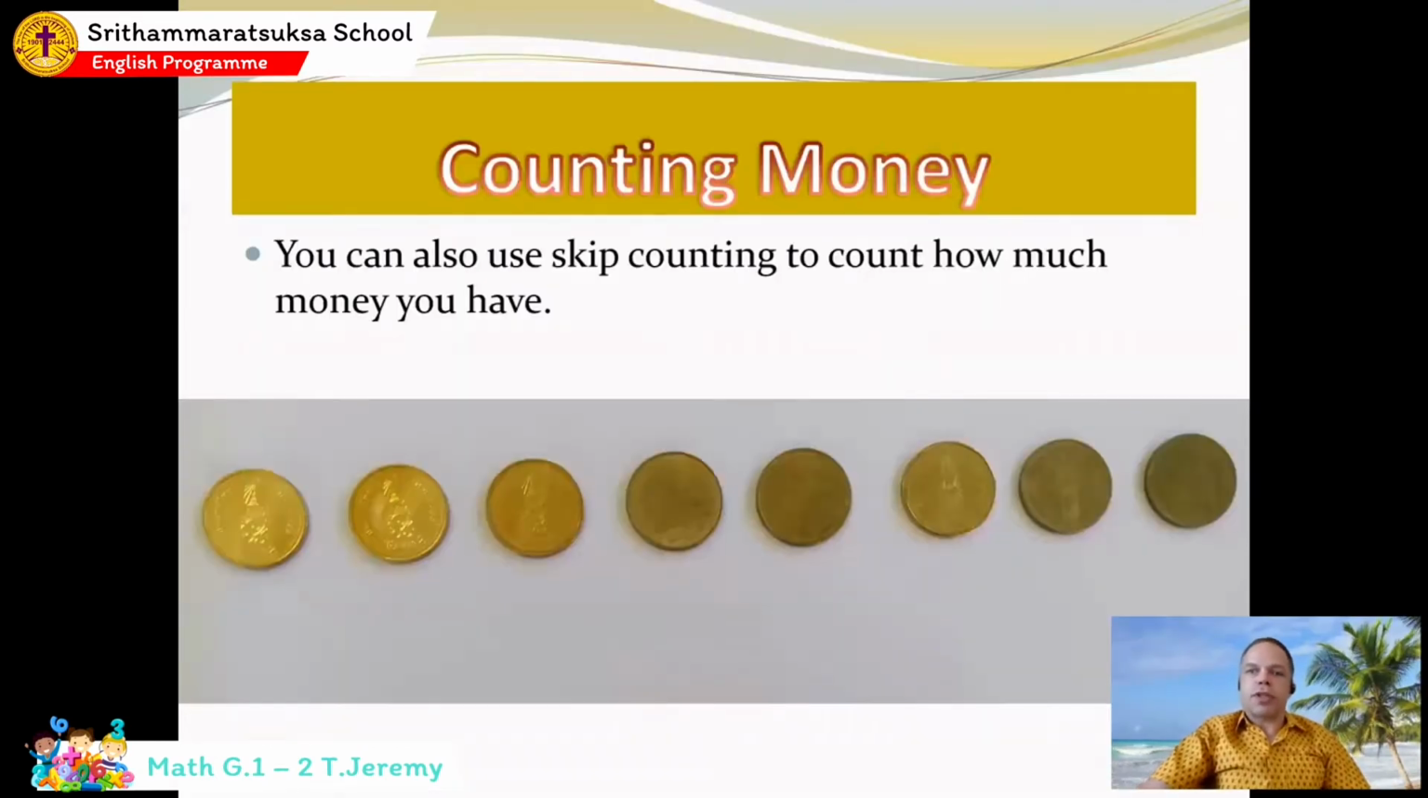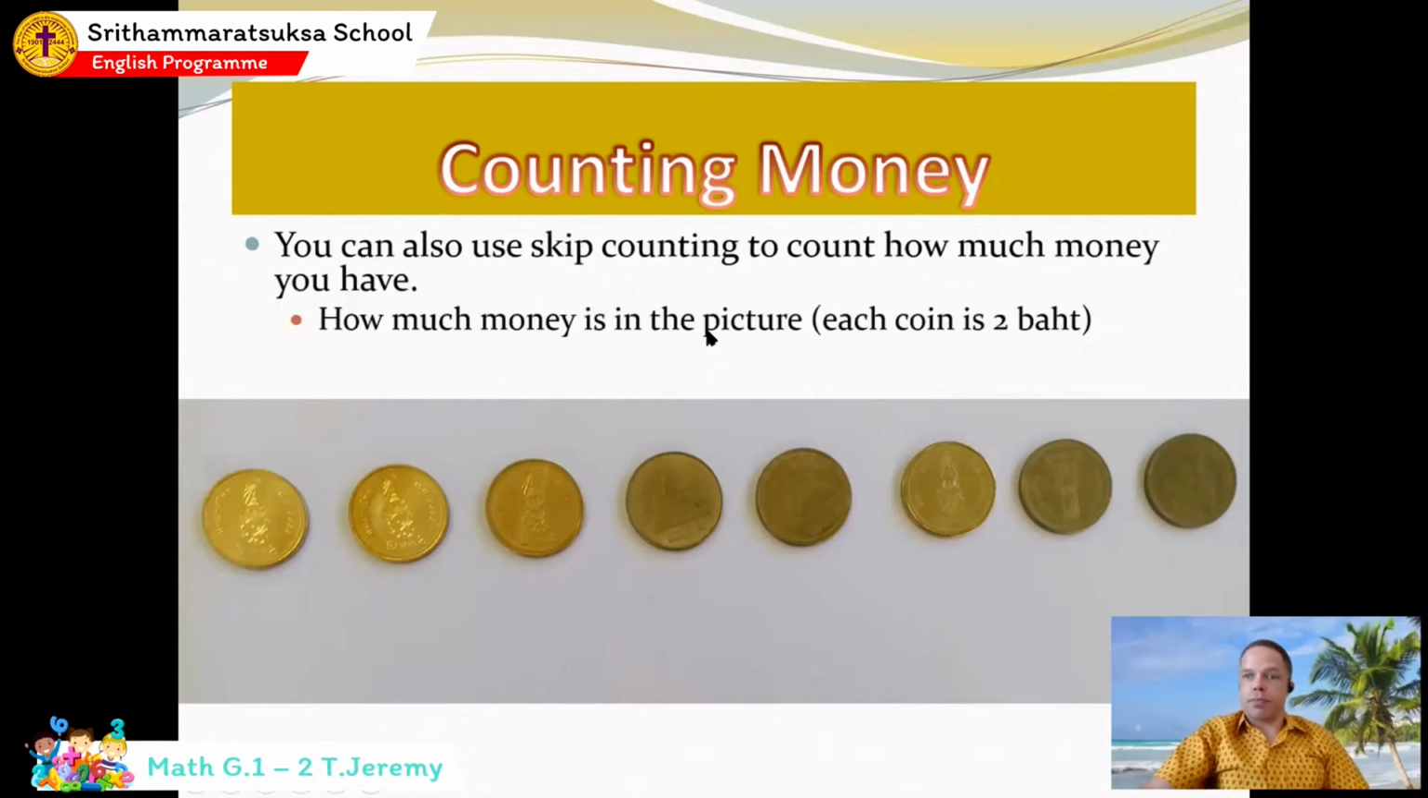You can also use skip counting to count how much money you have. Now, I have 1, 2, 3, 4, 5, 6, 7, 8 coins here. But each of the coins is worth 2 baht. These are not 1 baht coins. So if I want to know how much money I have, I could add them all up. I could say 2 plus 2 plus 2 plus 2 plus 2 plus 2 plus 2 and add them all together. Or I could skip count.